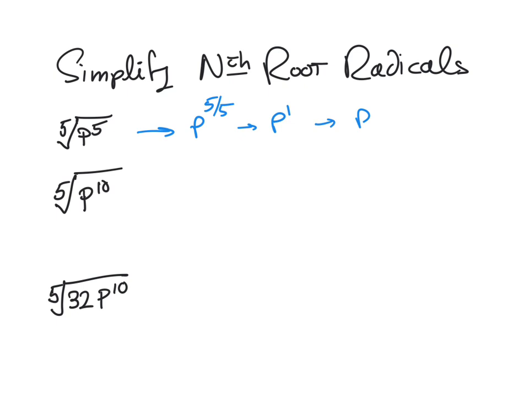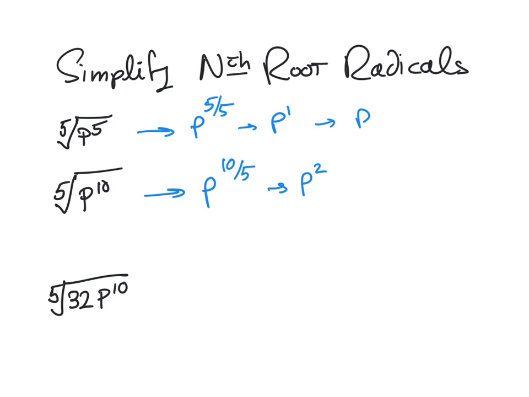Quite simple. Now, second one, we have the 5th root of p to the 10th power. So that would be the same thing as p to the 10/5 power, which would be the same as p squared, and that would be as good as you get.